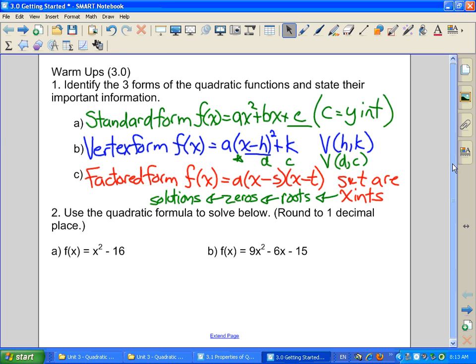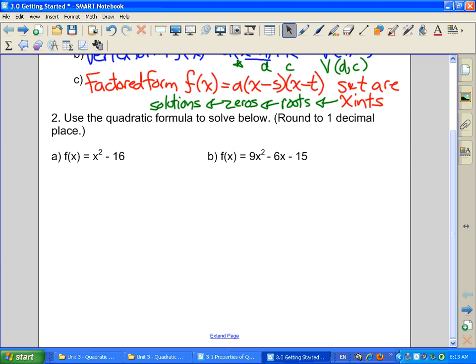All right, question 2 in the warm-up says to use the quadratic formula to solve below. Just keep in mind, folks, that I will not expect you to know the formula, but you need to know how to use it. So the quadratic formula, you should recognize it when I write it down, is x equals negative b plus or minus the square root of b squared minus 4ac all over 2a. So what we're going to do is substitute values in for a, b, and c and solve.